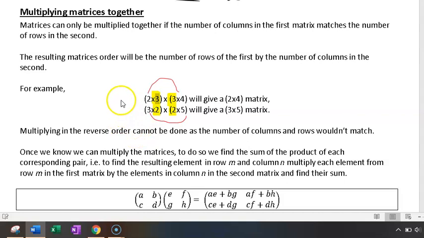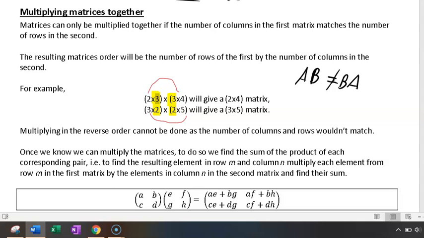Very important in matrix multiplication, when you're multiplying two matrices together: if you have a matrix A times a matrix B, the result will be different than if you do B times A. So matrix A times matrix B is not going to be equal to B times A. There is the odd time it happens to be the same, but generally they will not be the same.